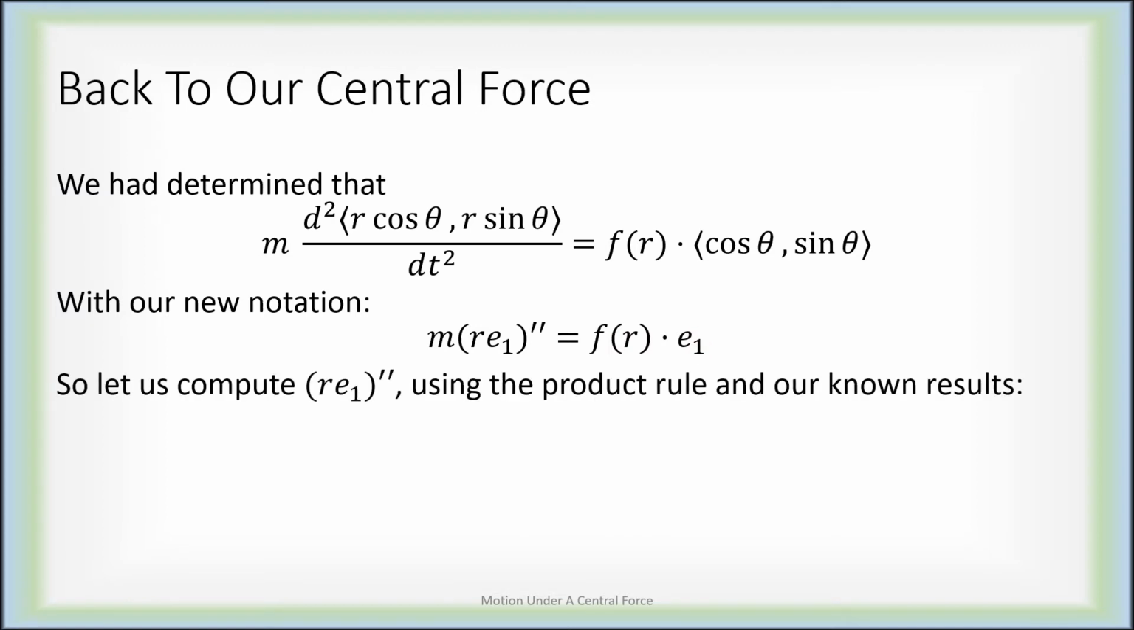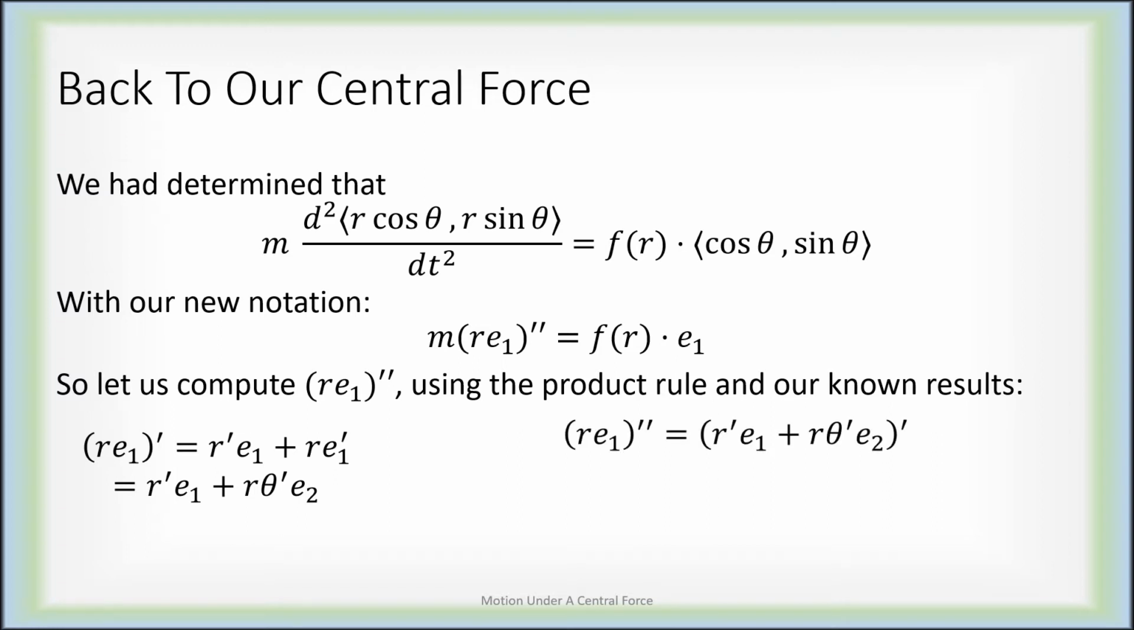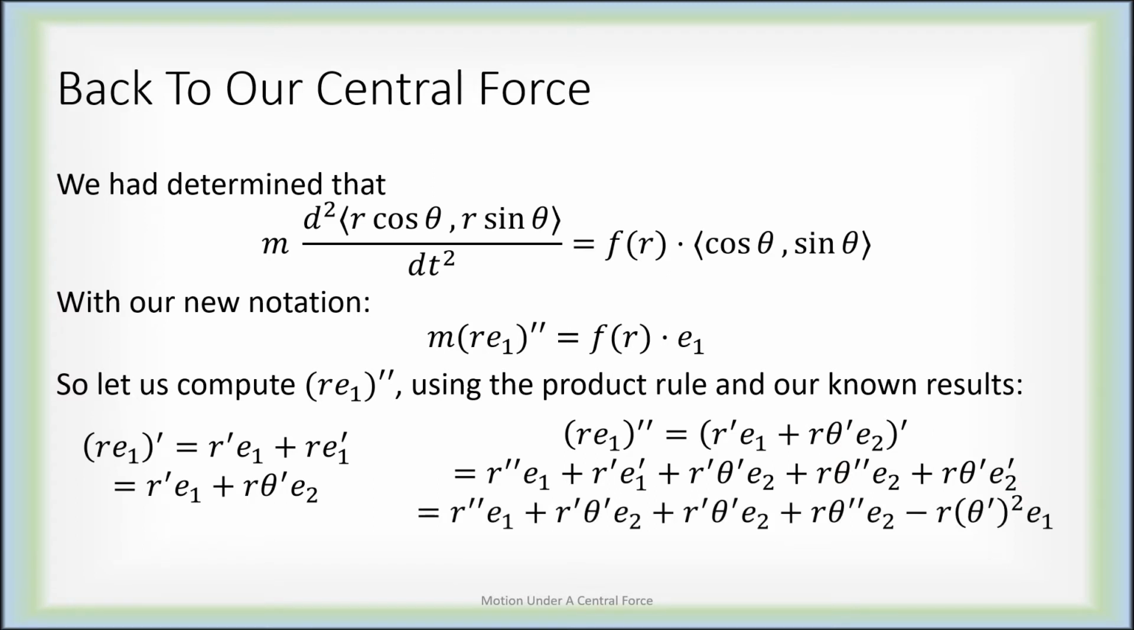Let's now compute r e1 double prime using the product rule and our known results. So the first derivative by the product rule would be r prime e1 plus r e1 prime. But what was e1 prime? It was theta prime e2. If I take another derivative, I just need to take a derivative of what we just computed. Applying the product rule to all the terms in there gives us this long expression. But now I know what e1 prime is. I know what e2 prime is. So with those substitutions, we'll end up with this. Remember, e1 prime was theta prime e2, and e2 prime was negative theta prime e1. So I have a theta prime times itself.